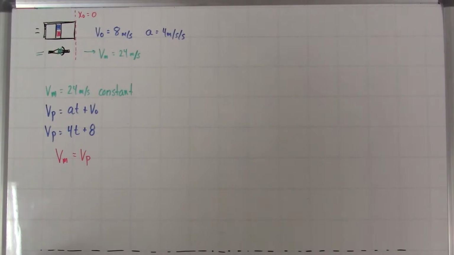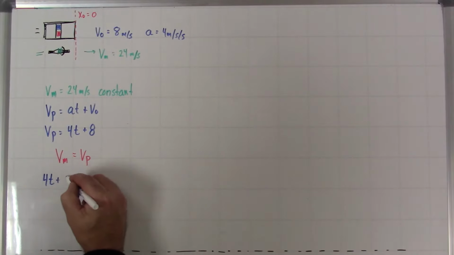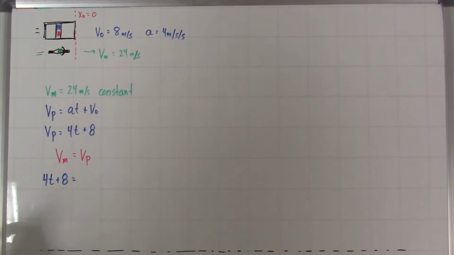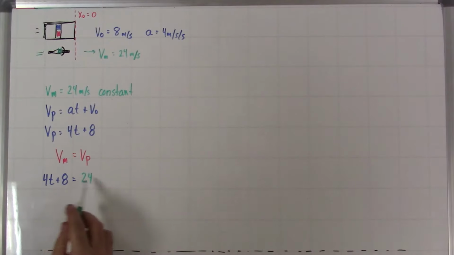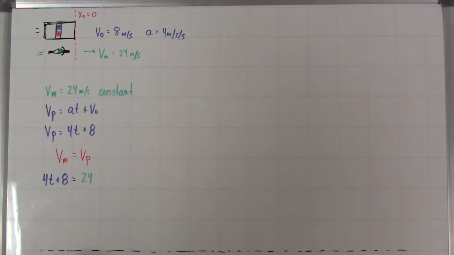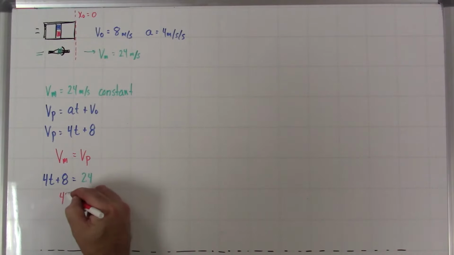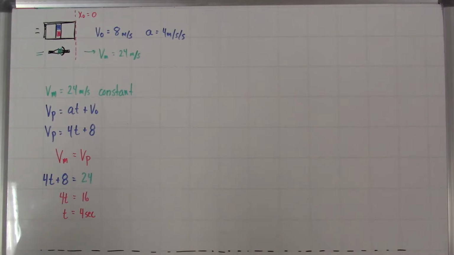If I set these two things equal to each other, I end up with 4t plus 8 is equal to 24. Subtract 8 from both sides, and I end up with 4t is equal to 16. So t is equal to 4 seconds. So we know that they have the same speed 4 seconds after he gets past. But the question is, how far has each traveled?